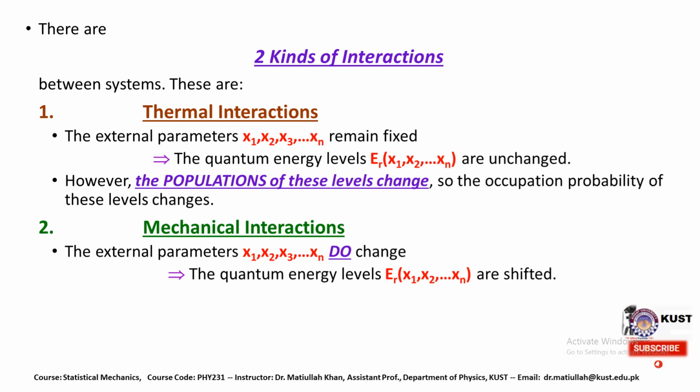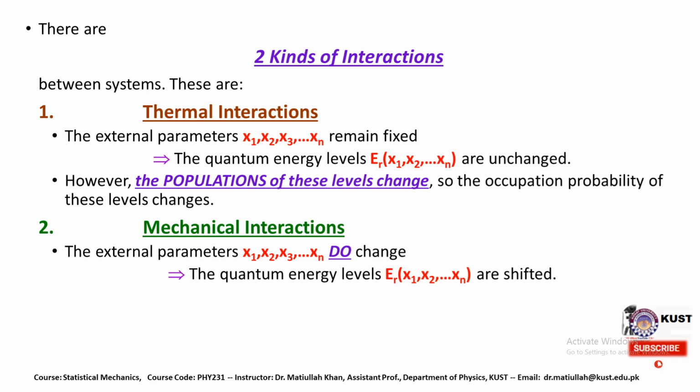So how many sorts of interactions are possible when two systems are interacting with each other? One possibility is the thermal interaction. In case of thermal interaction, the external parameters remain fixed. I mean the values of x1, x2 up till xn are unchanged, and the quantum energy levels are also unchanged. However, the population of these energy levels changes. I mean the total energy of that particular system remains constant, however the population of these energy levels, so the occupation probability of these levels, changes.